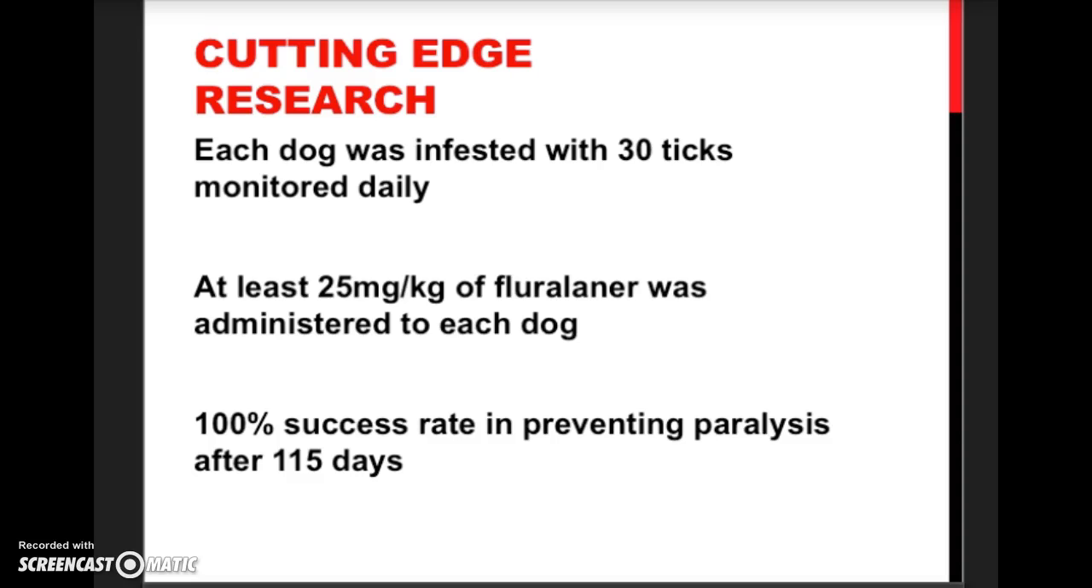So basically that is the Australian paralysis tick, and it's pretty cool because it's a creepy parasite. It can obviously have fatal outcomes, but through research and experiments like this cutting edge research, it seems as if we are finding a way to control the paralysis prevention. So that's my presentation.